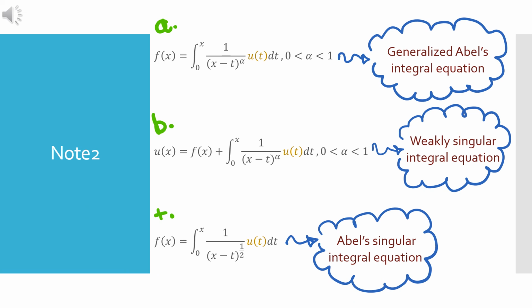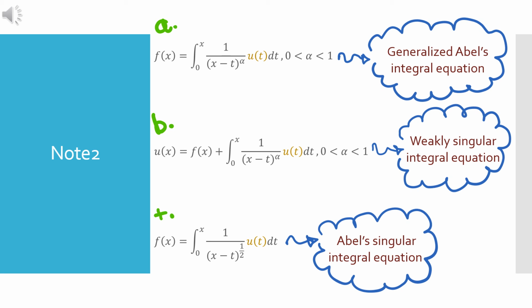In note number 2, we look at the kernel of the integral equation, which is denoted by k of x and t. Our k of x and t is equal to 1 over (x minus t) raised to alpha, where alpha is between 0 and 1. Our integration is from 0 to x, of course, at the cases a and b.